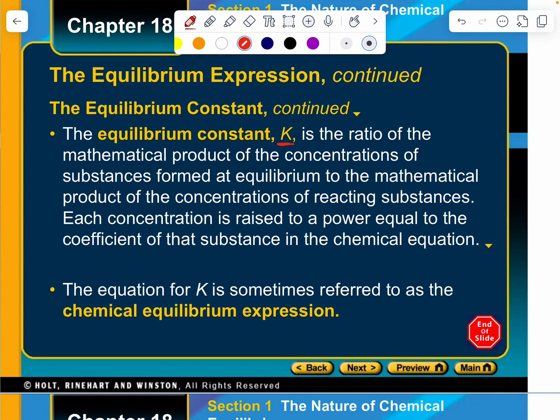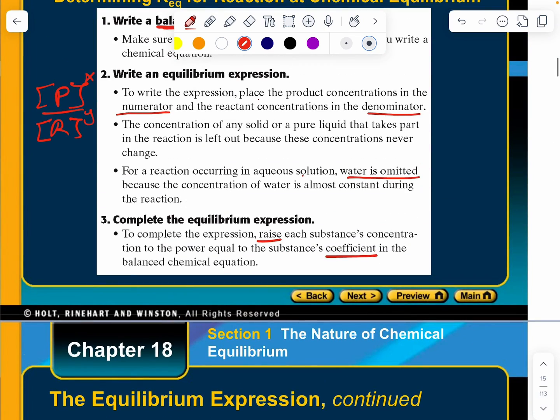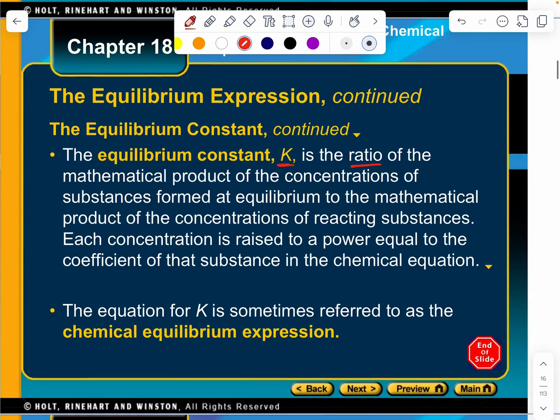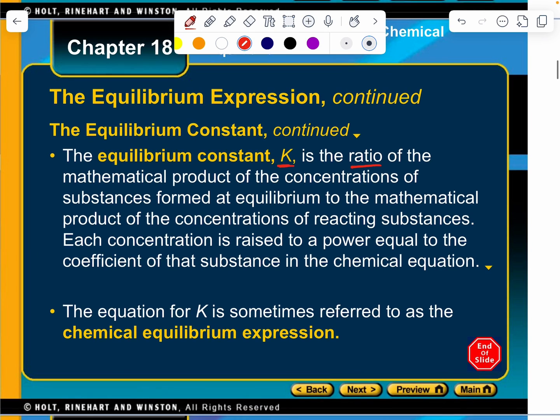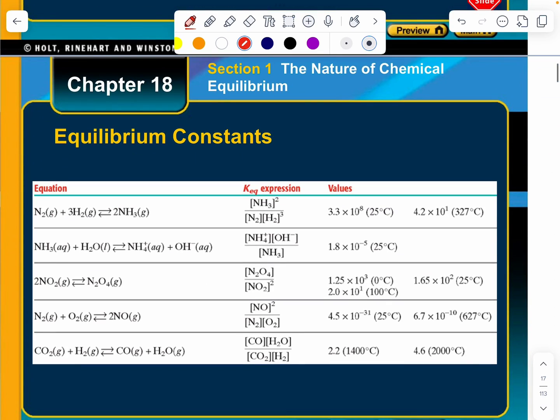So K is a ratio between products and reactants. The mathematical product of concentrations of reactant substances, each concentration raised to the power equal to the coefficient of the substance in the chemical equation. No need to remember that. There is a need to understand that K will equal the concentration of products to the power of the coefficients over the concentration of reactants to the power of the reactants' coefficients. Okay? Okay, let's see some examples here.